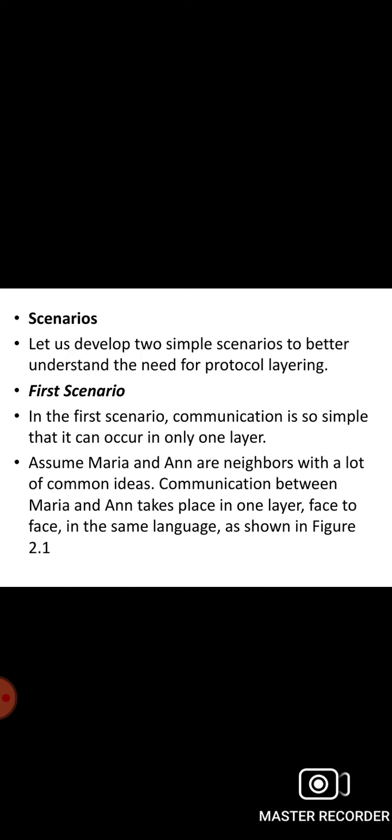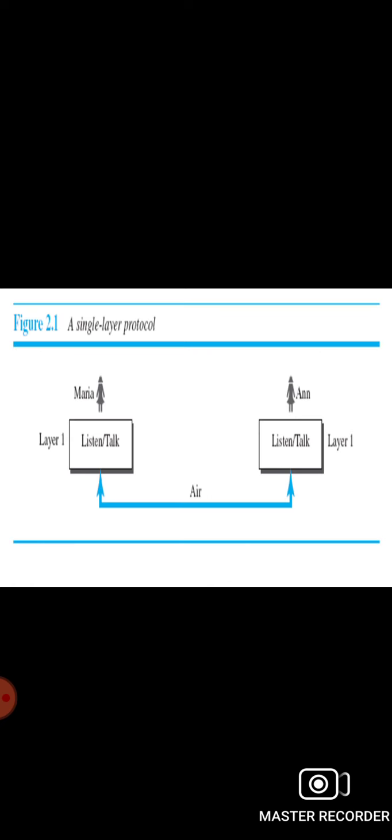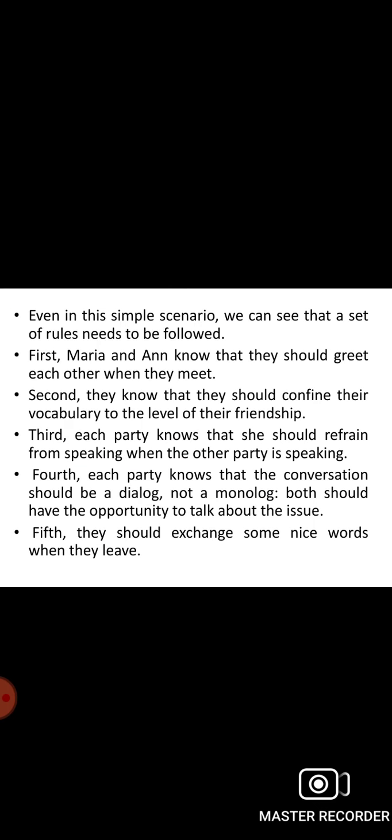Now, let us develop two simple scenarios to better understand the need for protocol layering. In the first scenario, communication is so simple that it can occur in only one layer. Assume Maria and Anne are neighbors with a lot of common ideas. Communication between Maria and Anne takes place in one layer, face to face, in the same language, as you can see in the diagram. This is a simple scenario, right?